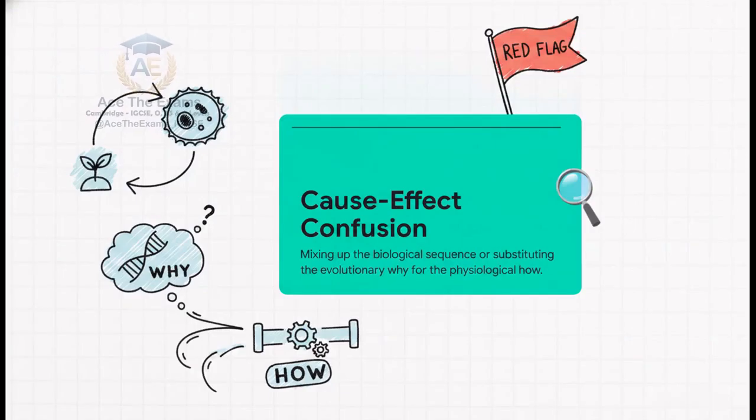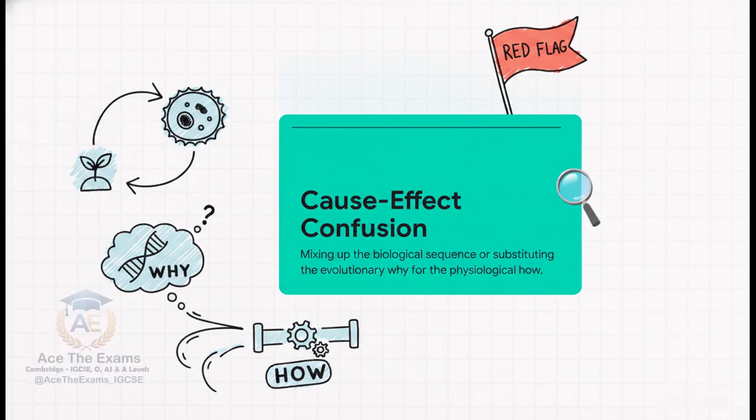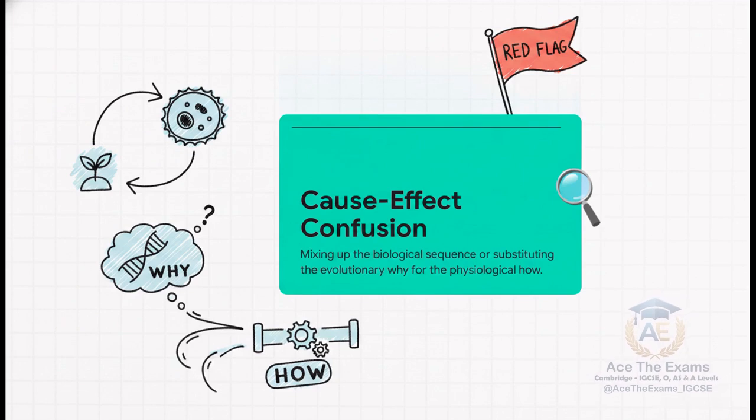Here is another major red flag detailed in the Principal Examiner reports: cause and effect confusion. Biology is absolutely full of complex sequences, and students frequently lose points by incorrectly swapping the biological triggers with their outcomes, or just scrambling the timeline of events entirely. Plus, a lot of people accidentally substitute the biological why, like the evolutionary purpose, for the how, which is the actual physiological mechanism the question is asking for.